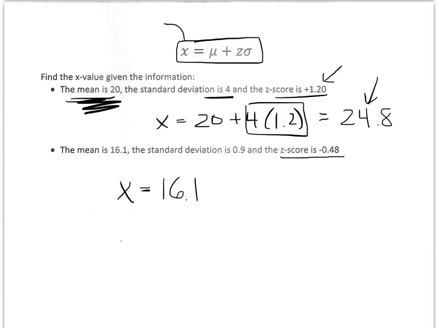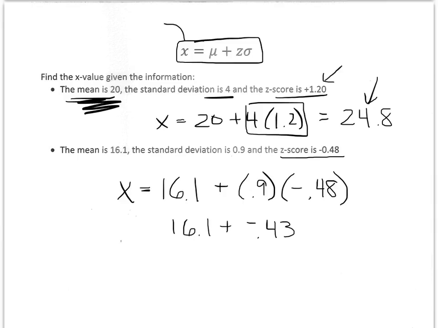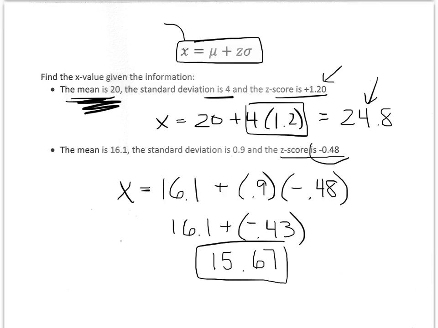Now I should expect a value smaller than 16.1 because I have a negative z-score. Always keep in mind, when you start looking at this, evaluate ahead of time. Should my x be bigger or smaller? When I put this in, I round off to 2 decimal places. You can go 3 if you want. I end up with this. It's a negative number. And I end up with an x value, a score, or whatever, of 15.67, which is almost half a deviation below the mean of 16.1.